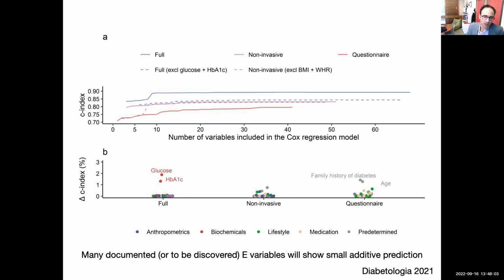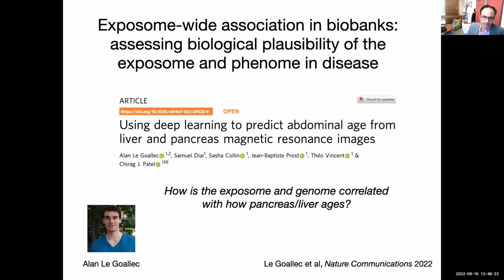So you see these jumps up to the C index, no matter what model you use, to a very quick saturation of that prediction, and then that peaks out. So the many documented or to-be-discovered individual-level environmental variables may show very small additive prediction because things are very strongly correlated with one another.